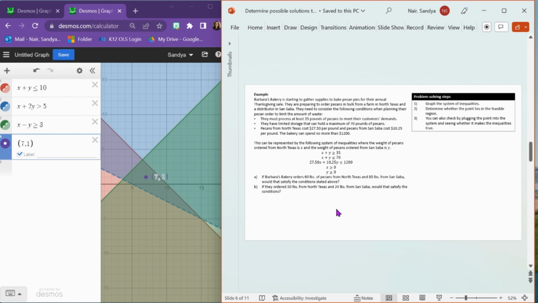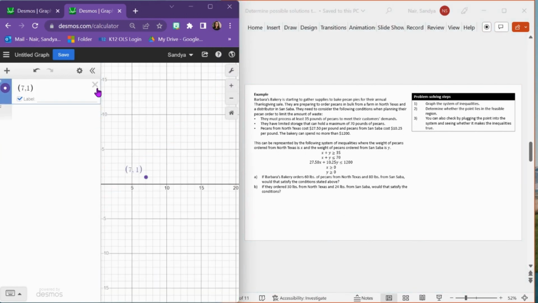So let's think about the first situation. It says if Barbara's Bakery orders 60 pounds of pecans from North Texas and 80 pounds from San Saba, would that satisfy the conditions stated above? Well, we can do this one of two ways, right? So we can go to Desmos and type in our inequalities. So let's go ahead and do that.